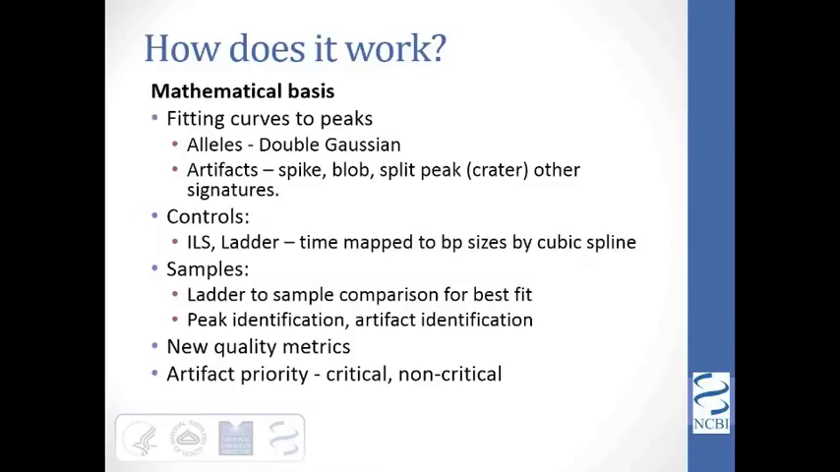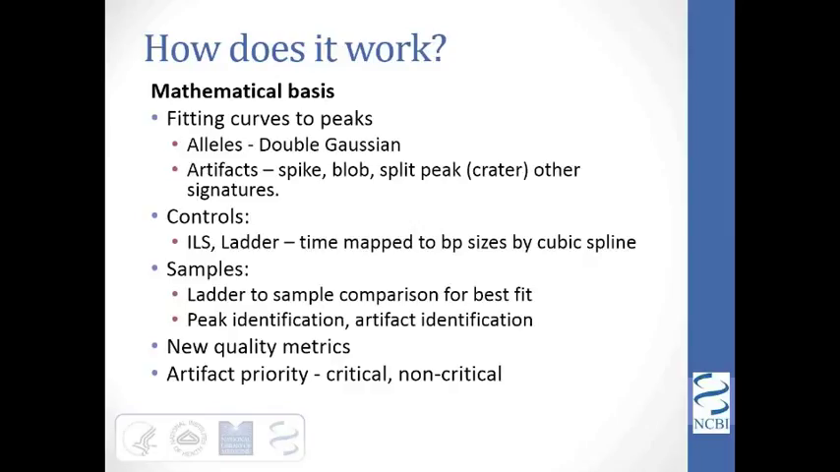OSIRIS works differently than most of the other STR analysis software. It has a mathematical basis. It works by fitting mathematical curves to the raw data peaks. The alleles are fitted to double Gaussian curves, and the artifacts, such as spikes, blobs, and split peaks, which we call craters, have other mathematical signatures. For the controls, the ILS and the ladder, the time is mapped to the base pair sizes using a cubic spline.